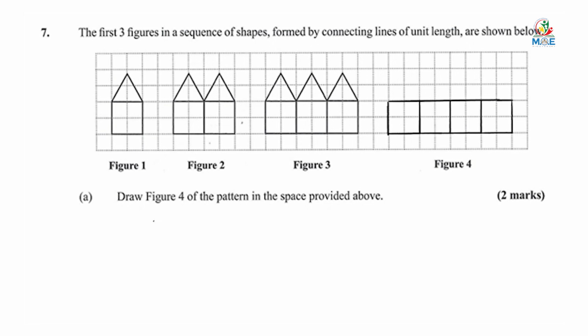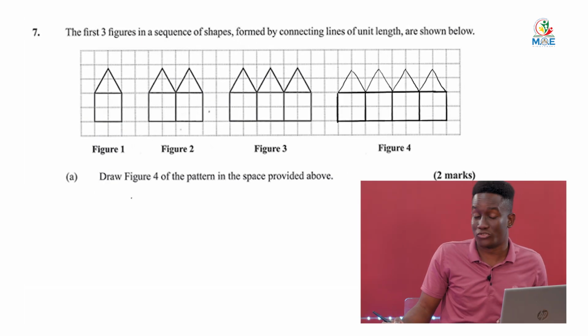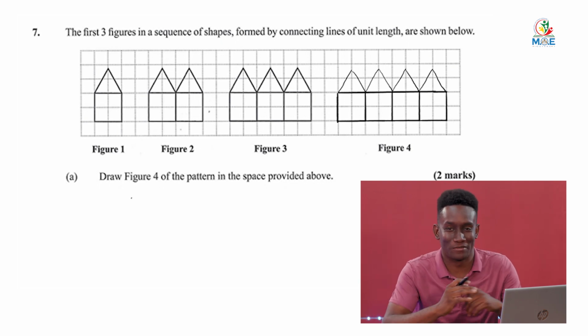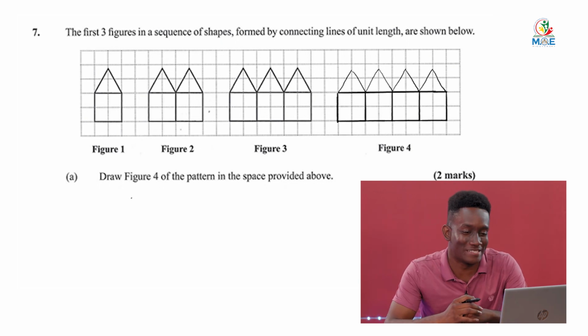So I can freehand this. So I draw this one here, connect there. I draw this one there, and I'll connect there. I draw this one there, I'll connect there. And I'll draw this one there, and I'll connect there. And that is how I get my 2 marks here. Nice and easy 2 marks in under 2 minutes. So let's go to the next question.